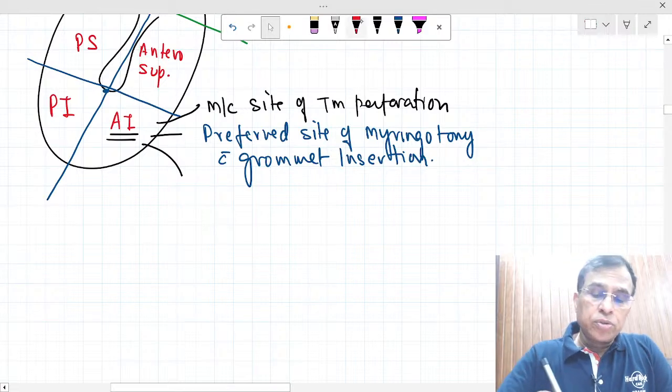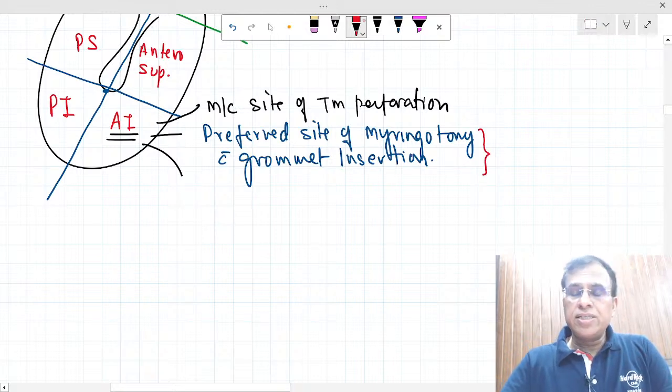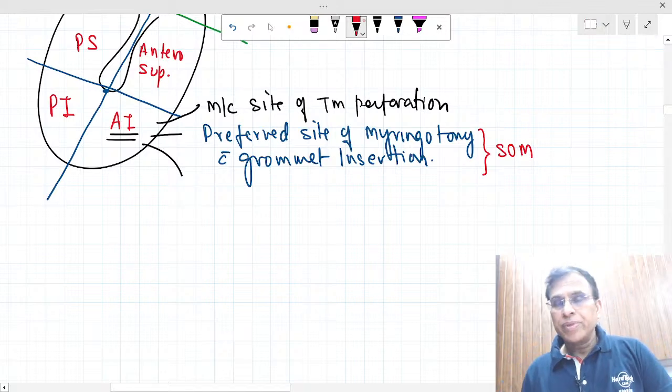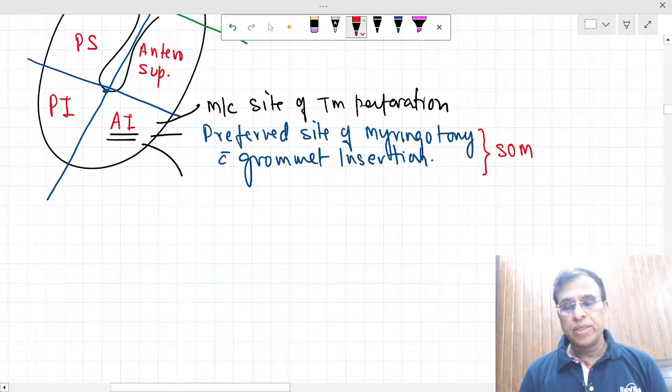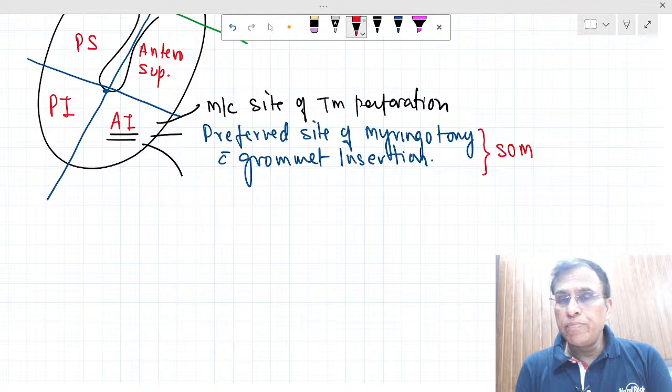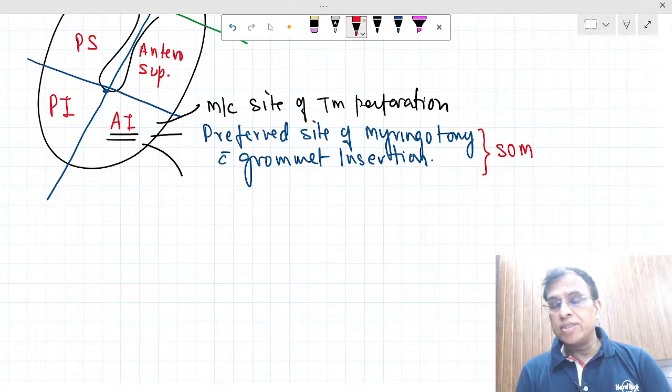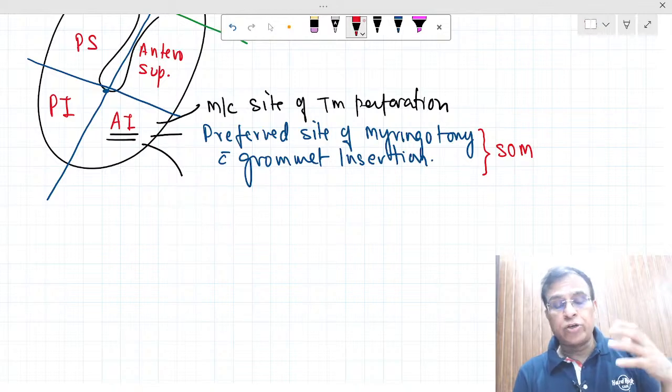If I ask you this surgery or procedure is done in which disease, then the answer is serous otitis media. SOM stands for serous otitis media. Now serous otitis media is a very important topic, and we'll discuss this disease tomorrow. So when we discuss serous otitis media tomorrow, these names will come back, myringotomy and grommet and anteroinferior quadrant, all this will come back again.